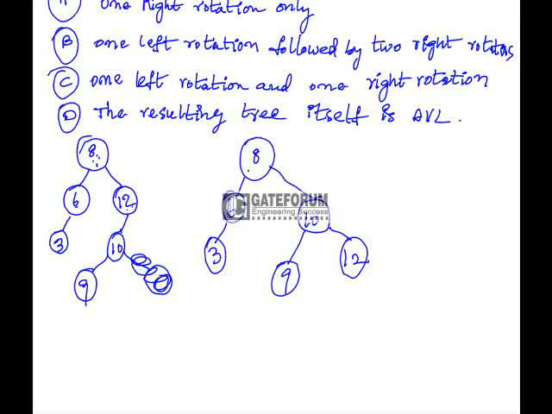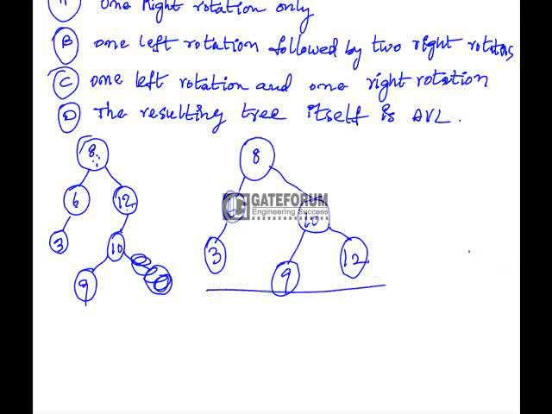For 8, the left subtree height is 2, the right subtree height is also 2. For 6, left subtree 1, right subtree 0, the difference is 1, which is okay. For 10, left subtree 1, right subtree 1, and it satisfies the binary search tree property, that is, the left side should be less, the right side should be more. If you take 9, both are 0. For 12, both are 0. So all satisfy the AVL property, that is, height balanced.